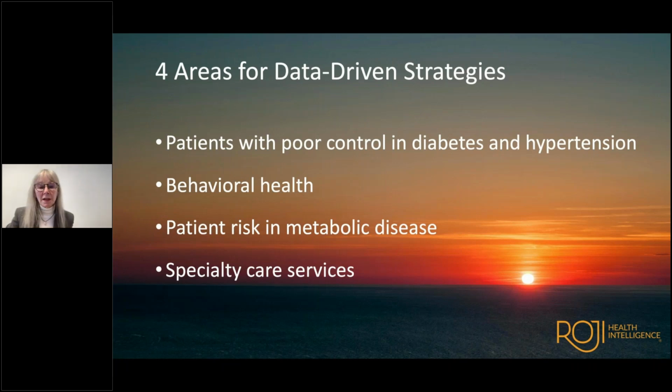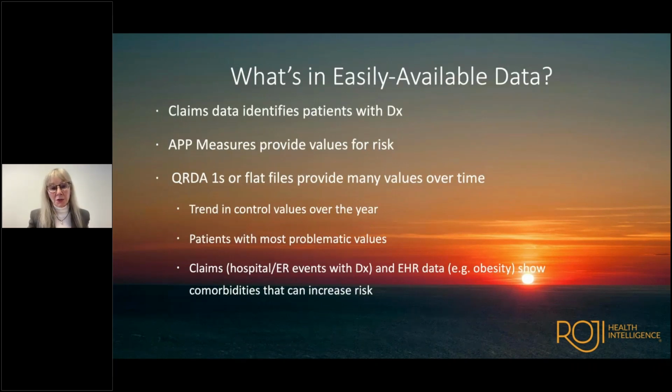So what's in the easily available data? Well, you've got the patients with diagnoses, you've got APP measures with risk values, you've got the various pieces of data on the clinical coming through the APP side to provide trend and control values over the year. So you can see whether patients are getting worse, staying the same, but in a problem category, or they're improving. Patients with the most problematic values, and you can see that the claims and events, along with other EHR data, could show comorbidities that can increase your risk.